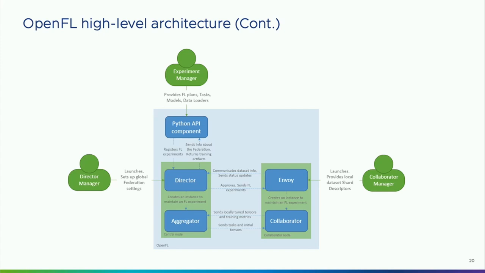So there are different personas in OpenFL. One is called the federated learning experiment manager. It will send out the instructions, send out a task to the Python API component, and then trigger all the training. And then a director manager usually will set up the infrastructure for a director, or the aggregator as the coordinator, for monitoring the whole training task. And then the collaborator manager will manage one individual collaborator for the training tasks. So the director is the coordinator, and the collaborator is for each of the parties participating in the federated learning.